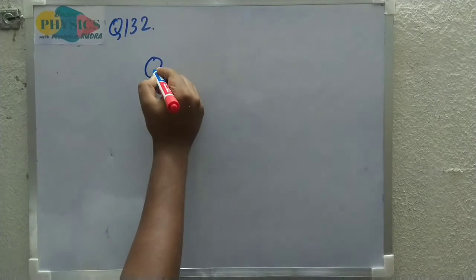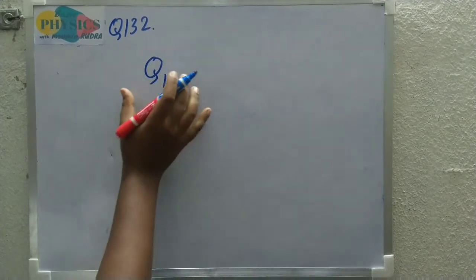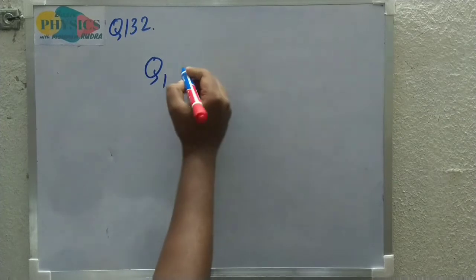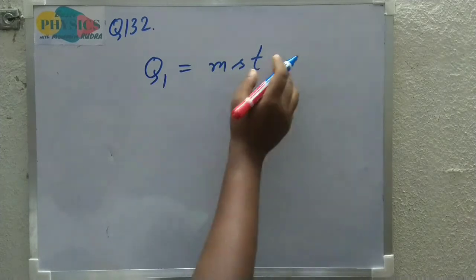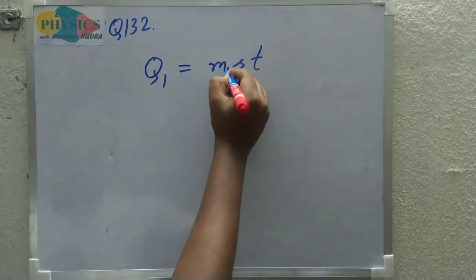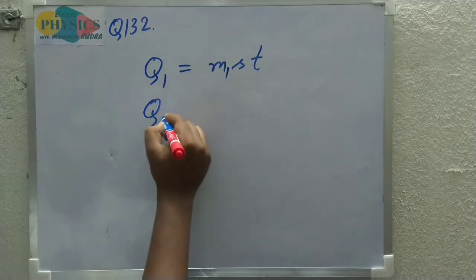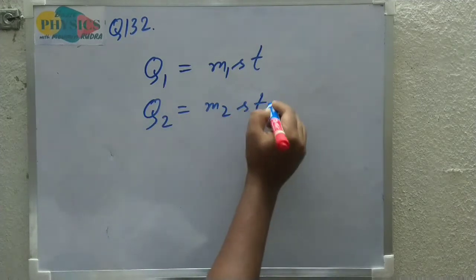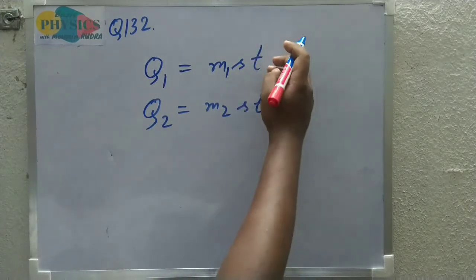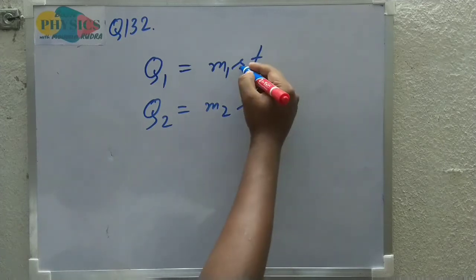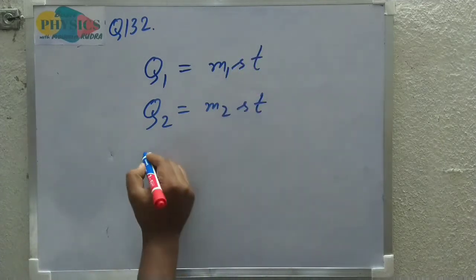Question number 132. The quantities of heat required to raise the temperature of two solid copper spheres of radii R1 and R2. For the first one with radius R1, Q1 will be M1 into S into T, and Q2 will be M2 into S into T. Here S and T are the same because we have to increase the temperature by 1 Kelvin and both are copper, so S will be the same.